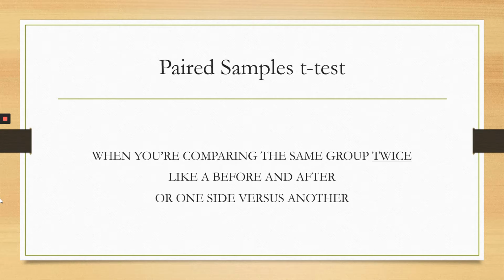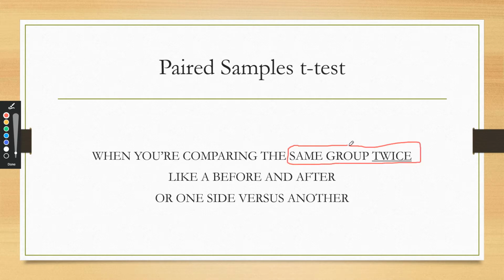Okay, guys, so in the last video, I talked about the independent samples t-test, and you would run an independent samples t-test when you're looking at two different groups, like male and female or control and experimental. But now I'm going to talk about the paired samples t-test, and this is the second type of t-test that we're going to be running the rest of this semester.